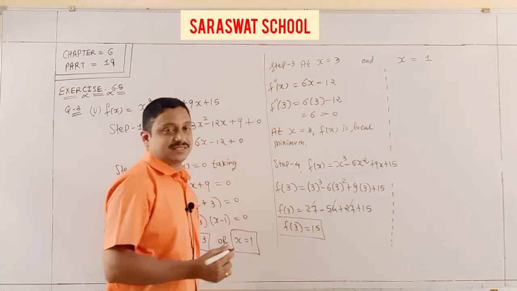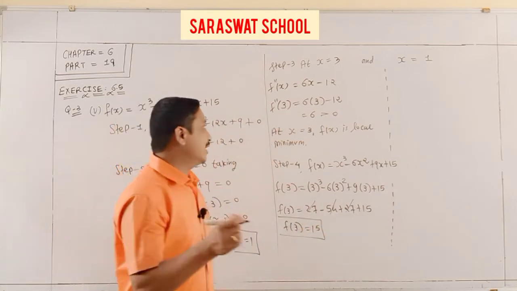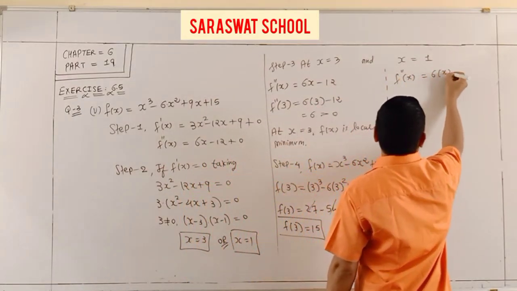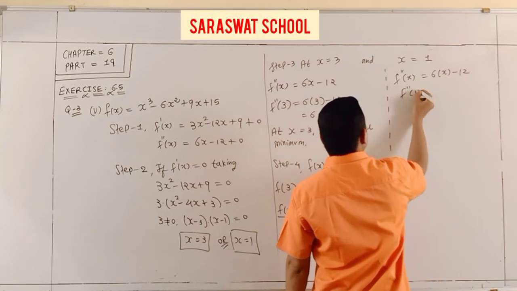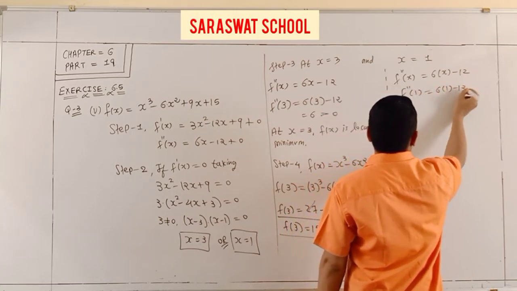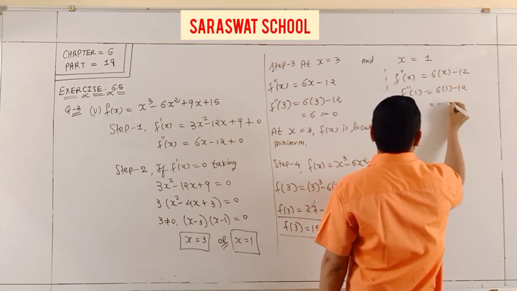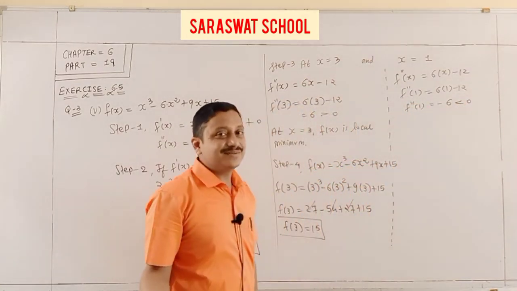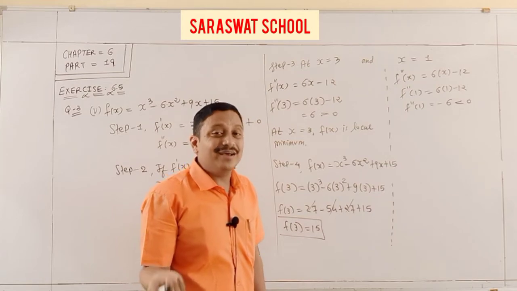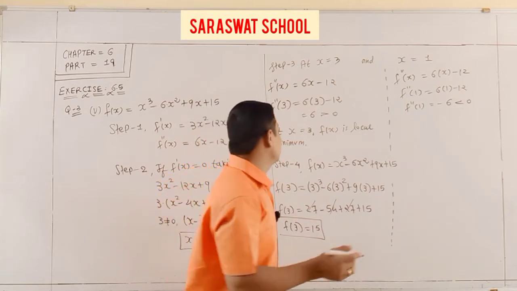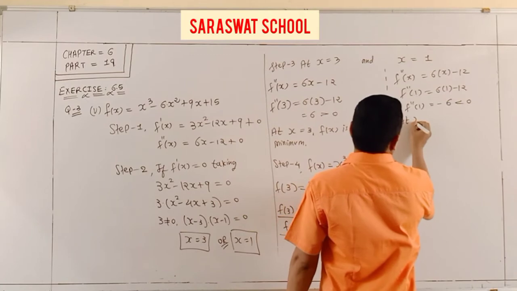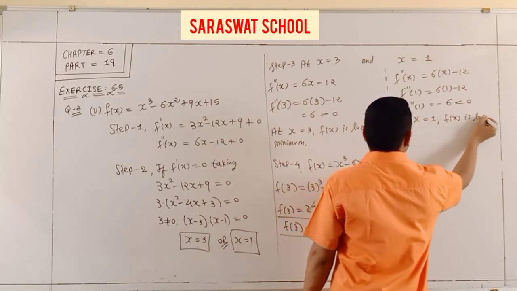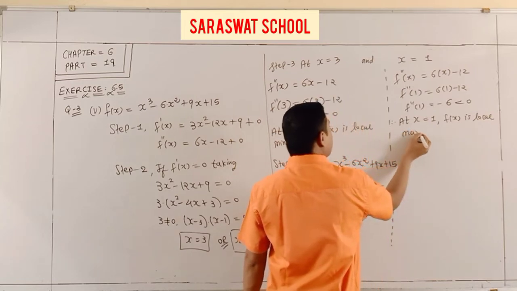Same calculations at x equal to 1. So students, apply f''(x) and derive the f''(1) value. The answer is minus 6, which is less than 0, and that is called a local maximum. Therefore, at x is equal to 1, f(x) has a local maximum.